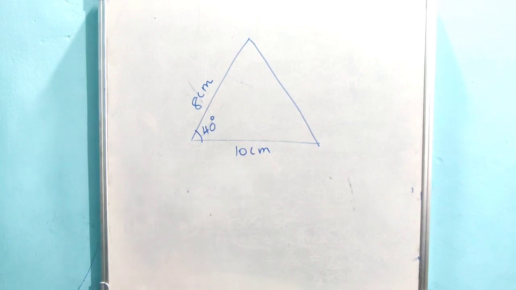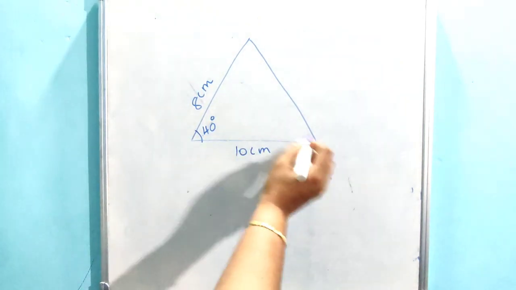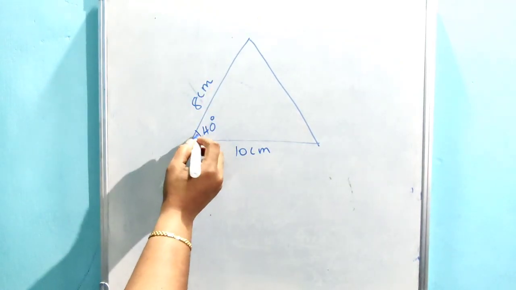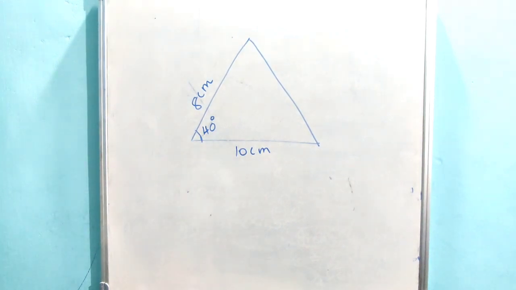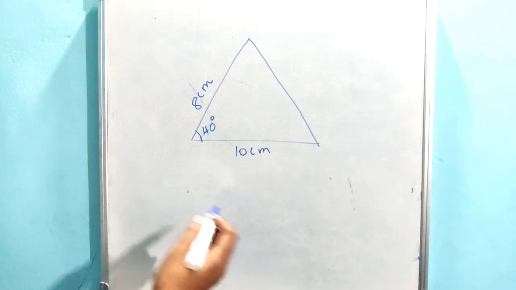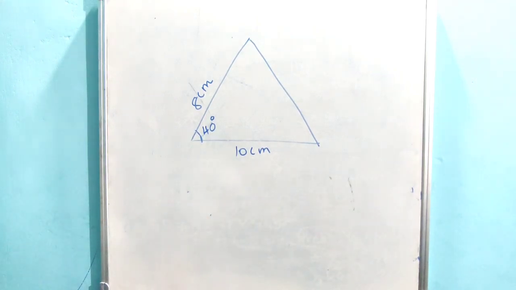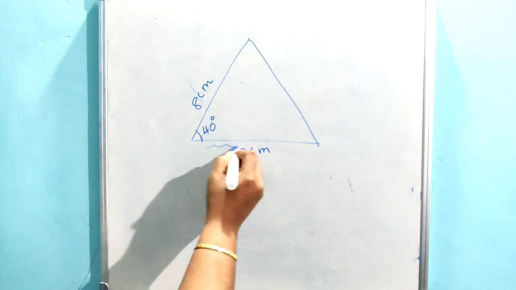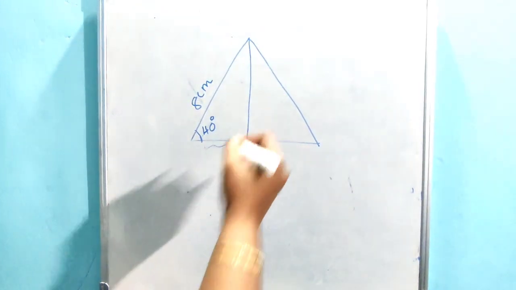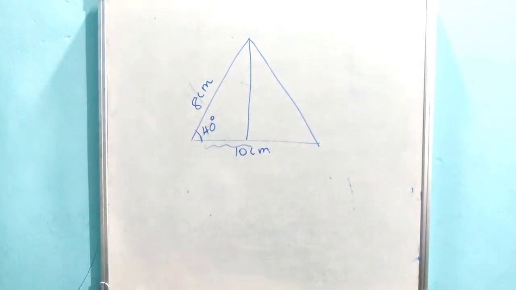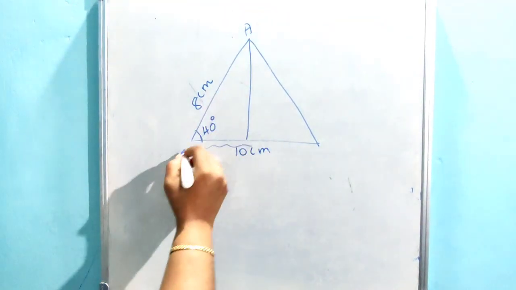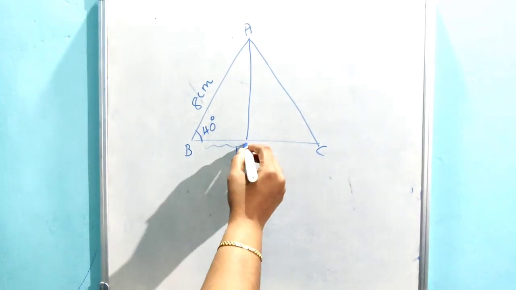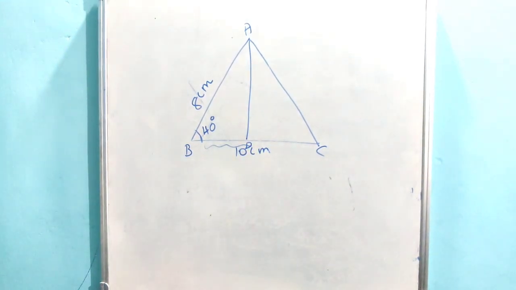Two questions are here. The first question is, if two sides of a triangle are 10 centimeter and 8 centimeter and the angle between them is 40 degree, what is its area? To find the area we need two things: the base and the height. First we are going to calculate the height, then the area. Before that, I am going to name this triangle ABC and the perpendicular distance D.